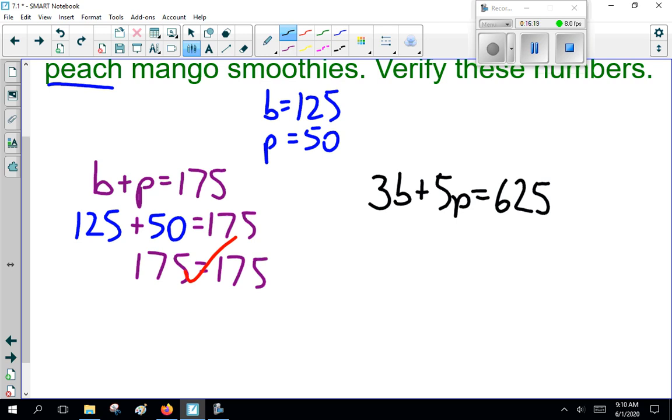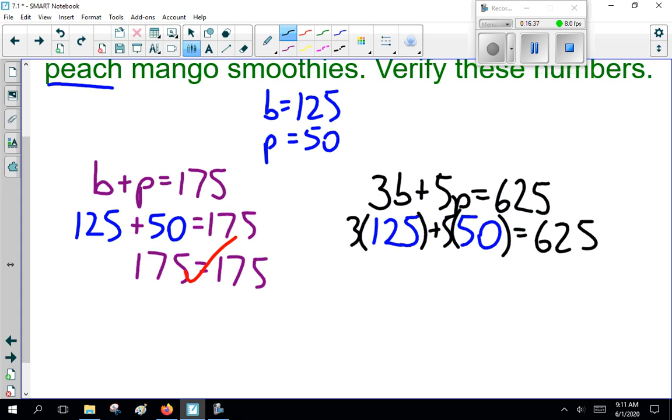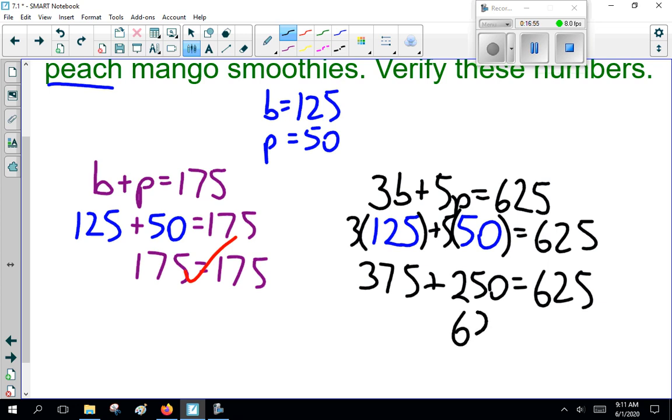Let's check the other one. Now, got to grab Mr. Graphing Calculator because too much work. Now, B is 125. So every time we see B, it's 125. Every time we see P, it's 50. So this is 3 times 125 plus 5 times 50 equals 625, I hope. Wow. Okay. 3 times 125 is 375. 5 times 50 is 250. 375 plus 250, 625. Oh, sorry.